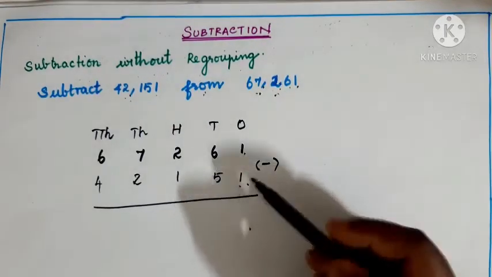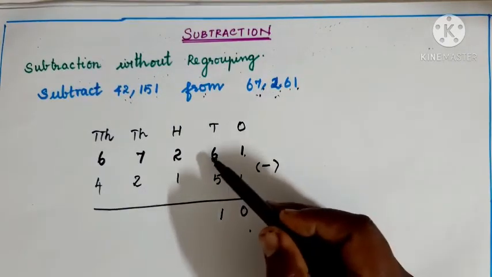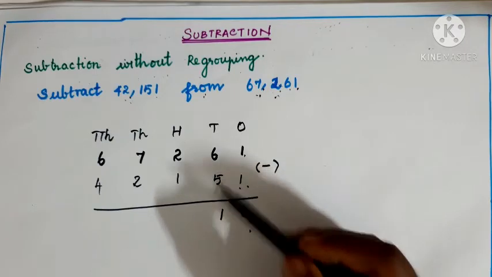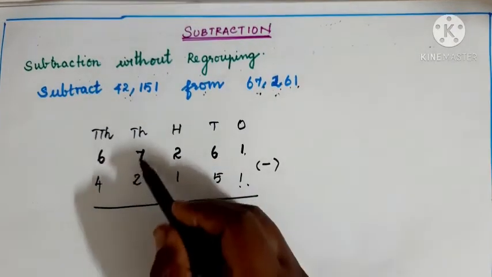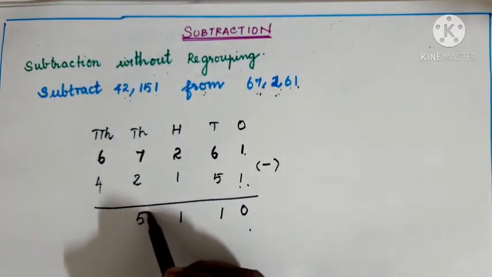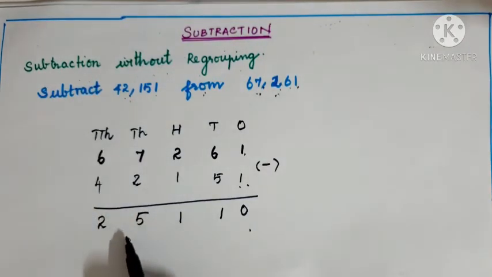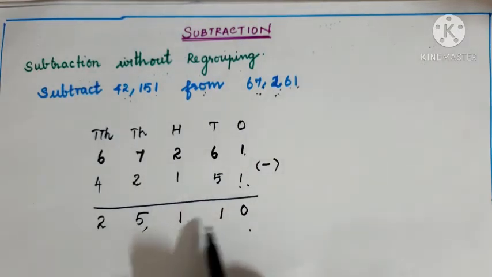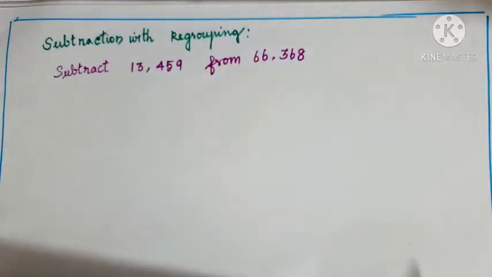Okay. So 1 minus 1 is 0. 6 minus 5 is 1. So the very next number you get, the answer is 1. Understand? 9 minus 8 is 1. So 2 minus 1 is 1. 7 minus 2 is 5. 6 minus 4 is 2. So the answer is 25,110. Okay, fine.